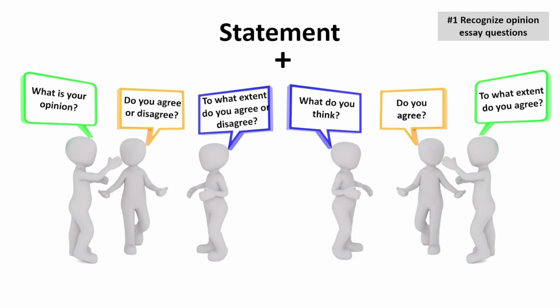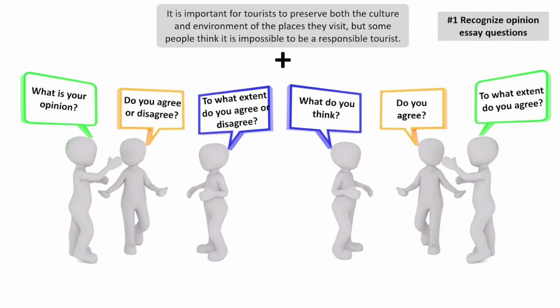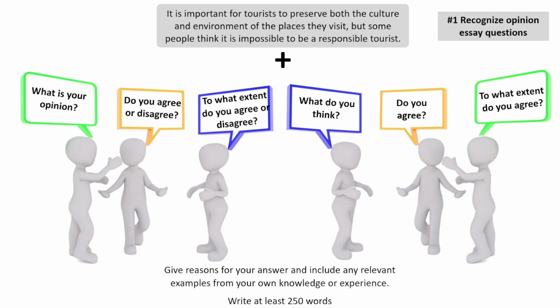So this is a fairly typical opinion essay question. It's important for tourists to preserve both the culture and environment of the places they visit. But some people think it's impossible to be a responsible tourist. To what extent do you agree or disagree? And then it tells you to give reasons for your answer and include any relevant examples from your knowledge or experience. And then it tells you that you need to write more than 250 words. So 250 words is your absolute minimum.